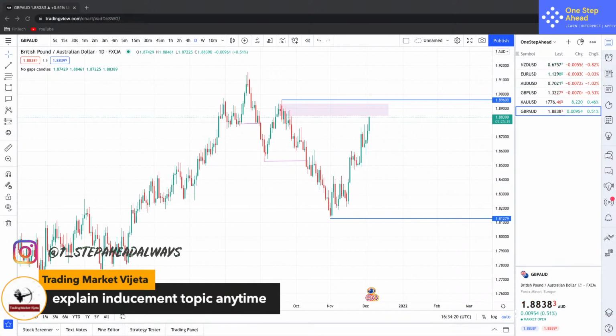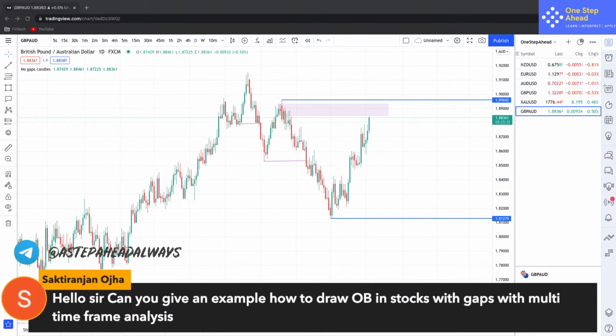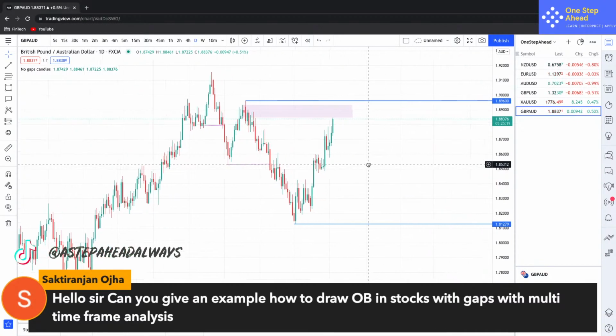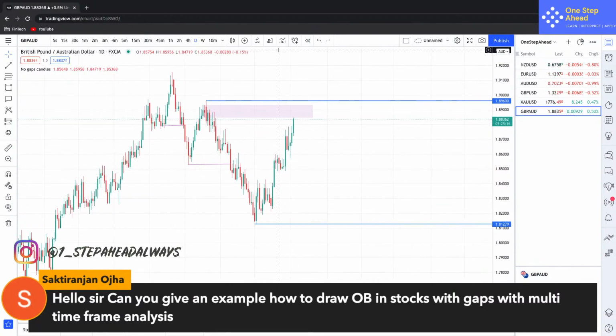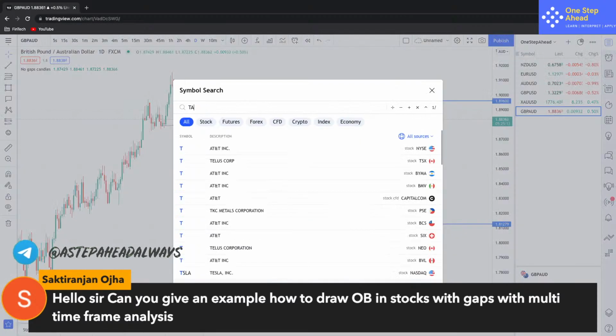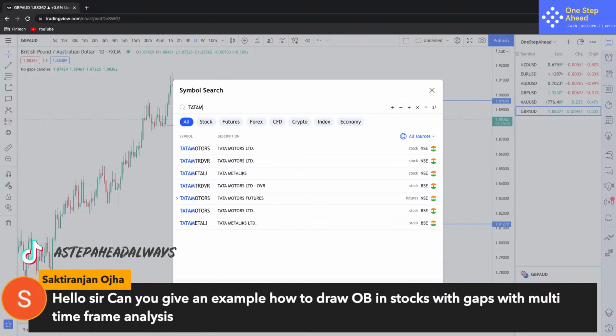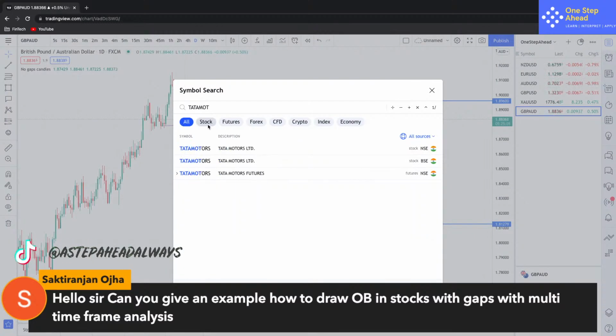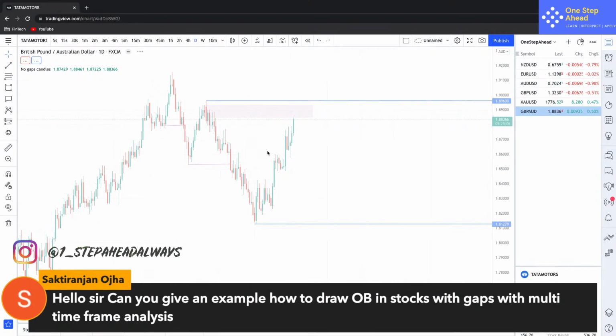The next question was: Hello sir, can you give an example how to draw OB in stocks with gaps with multi-time frame analysis? Okay, right. So on the stock, I don't know which stock you're talking about, but let's go with Tata Motors.